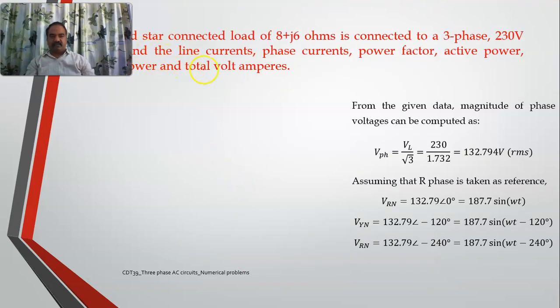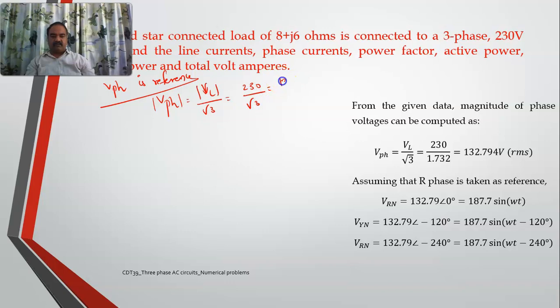So first of all, I'll consider phase voltage as reference. Let me calculate what V phase is. Since it is star connection, V phase magnitude is VL magnitude by √3. VL is given as 230, so 230 by √3, I'll be getting 132.794 volts, and this is the RMS value.